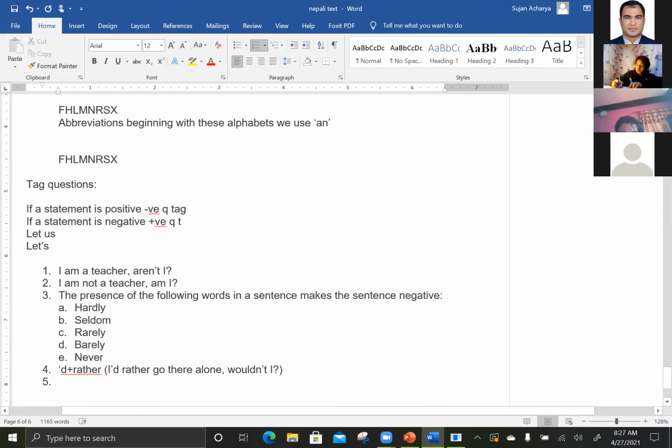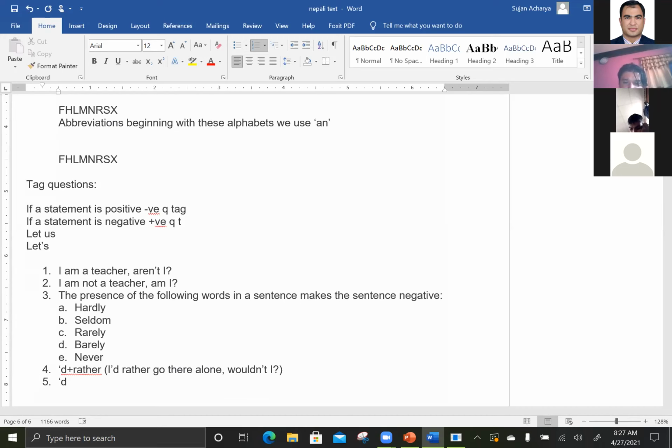Apostrophe D plus better. Sometimes apostrophe D plus better may be followed by V1 and sometimes by V3. We use the question tag hadn't. If the statement is negative, then I'd better not go there alone, had I?